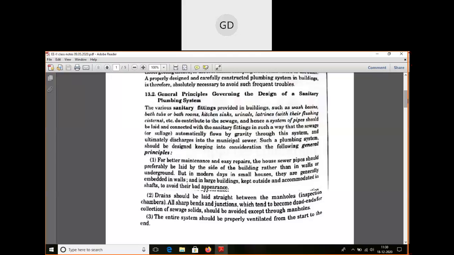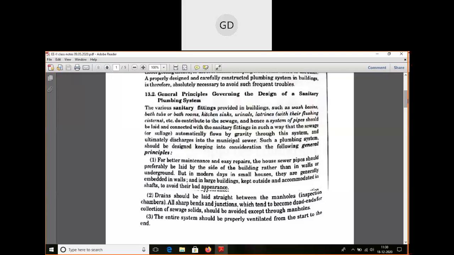Number two: the drains should be laid straight between the manholes. All sharp bends and junctions, which tend to become dead ends for collection of sewage solids, should be avoided except through manholes. You have seen the drains in practical life, so they should be designed or laid straight between the manholes.